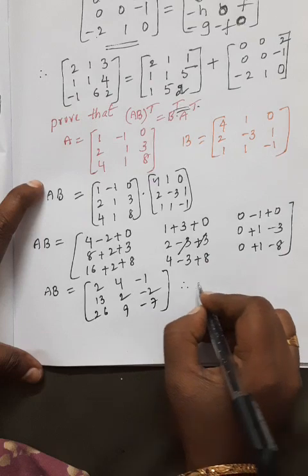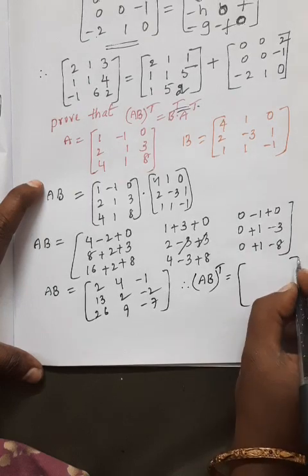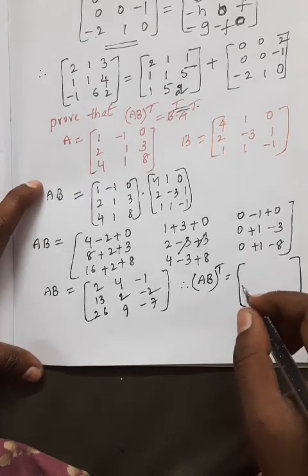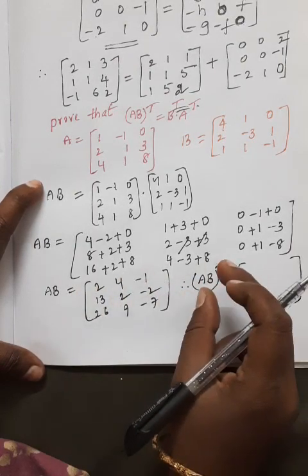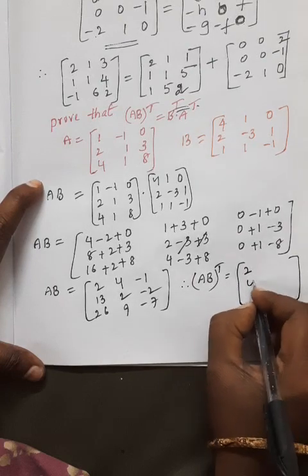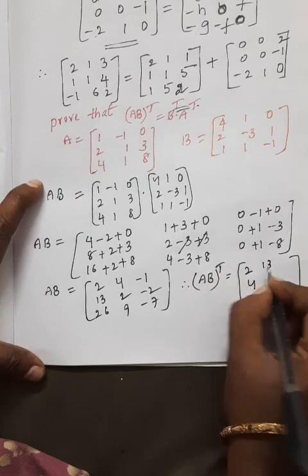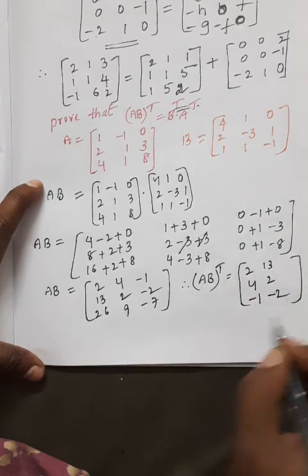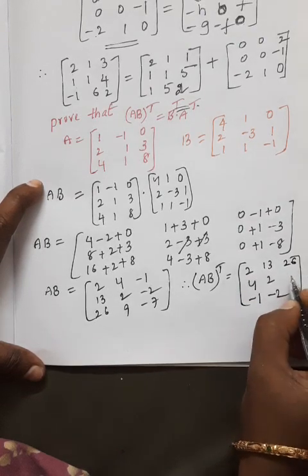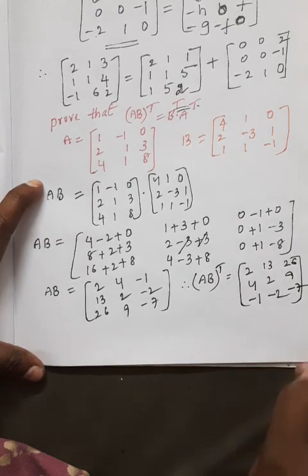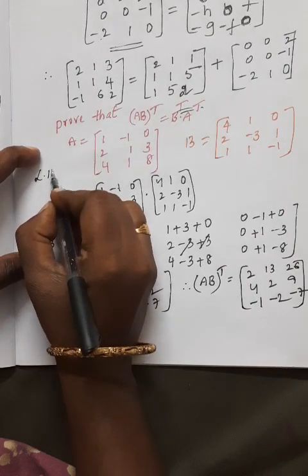Therefore after getting A and B we have to do (AB) whole transpose. The transpose of any matrix can be obtained by interchanging rows and columns. So 2, 4, minus 1 is in the form of a row; now we should write it in the form of a column. 13, 2, minus 2 is in row form; we should write in column form. And similarly 26, 9, minus 7 is in row form; we should write in column form. So like this you have to solve LHS. So this is all about LHS.